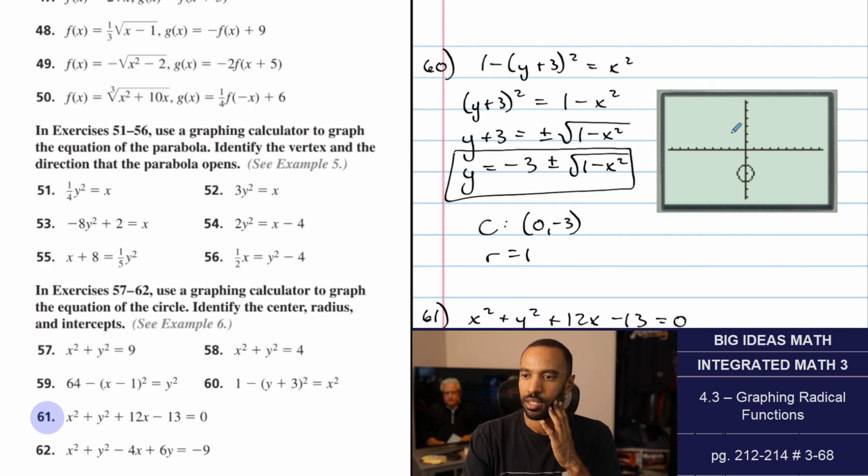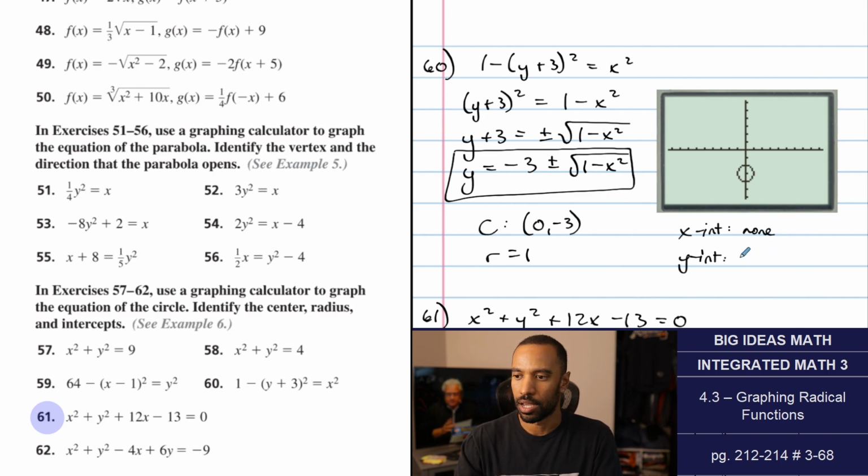Number 60, your x-intercepts, none. You don't cross the x-axis. And your y-intercepts, because it just doesn't reach, you got -2 and -4.